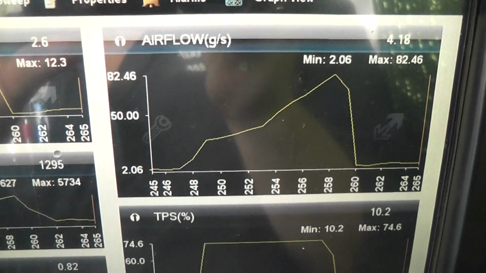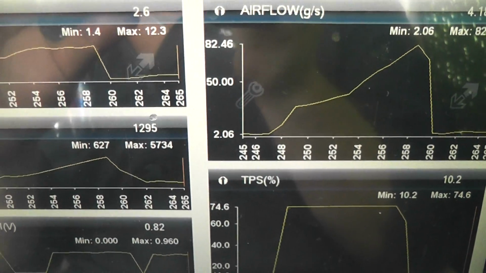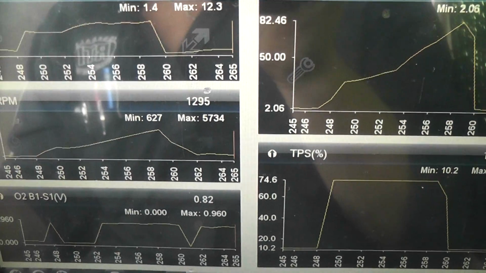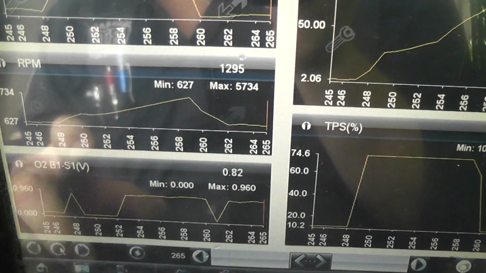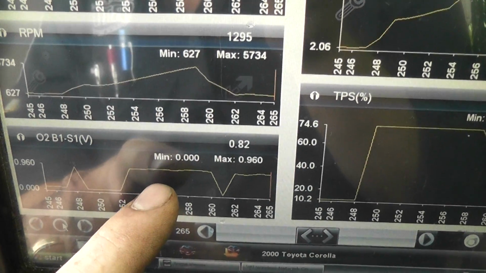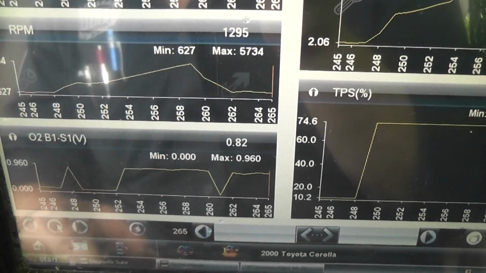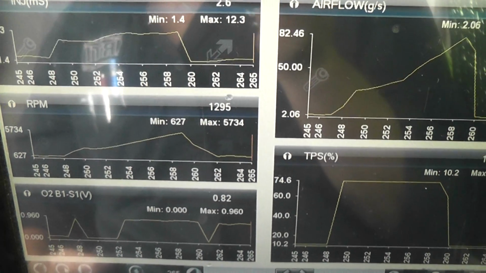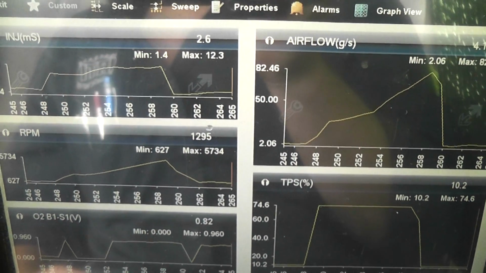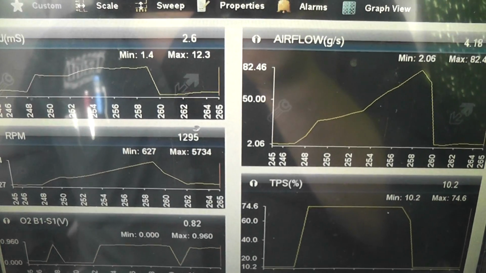Major improvement on drivability. It revs a lot better. It runs a lot better. Dirty mass airflow confirmed using the O2 wide open throttle. We are definitely getting enough fuel now. That's a fix.